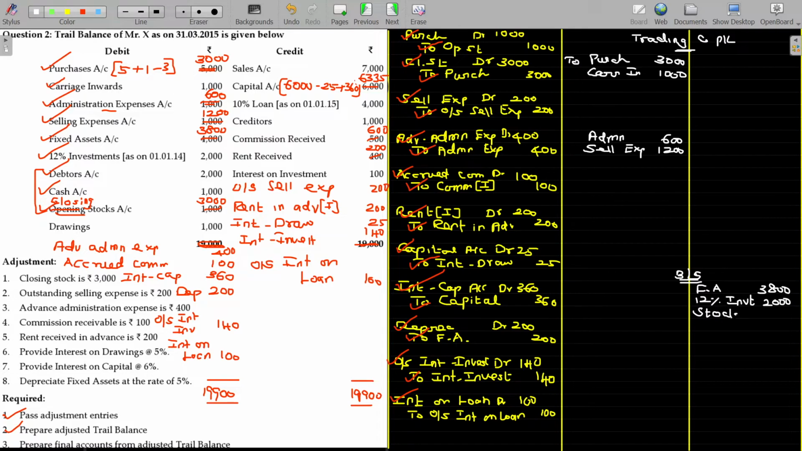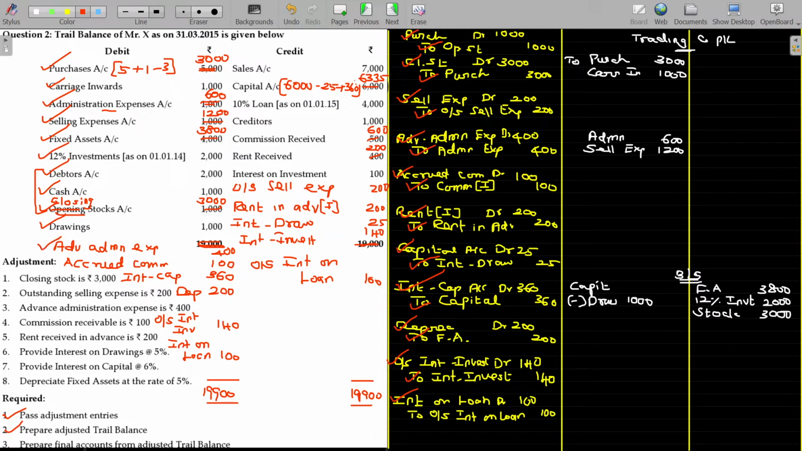trade, this value being 3,000, and then drawings should be subtracted from the capital. So from the capital, I have to subtract the drawings. The value of drawings here being 1,000.